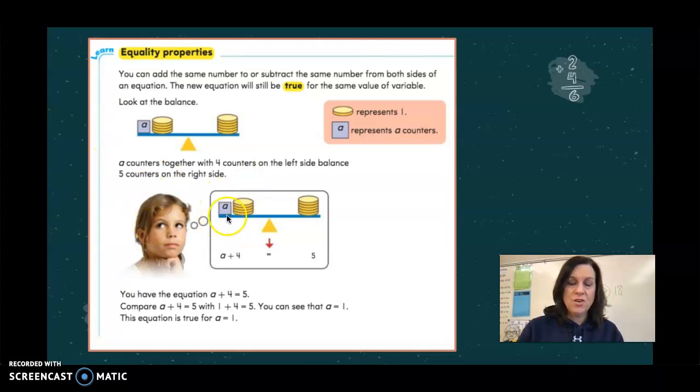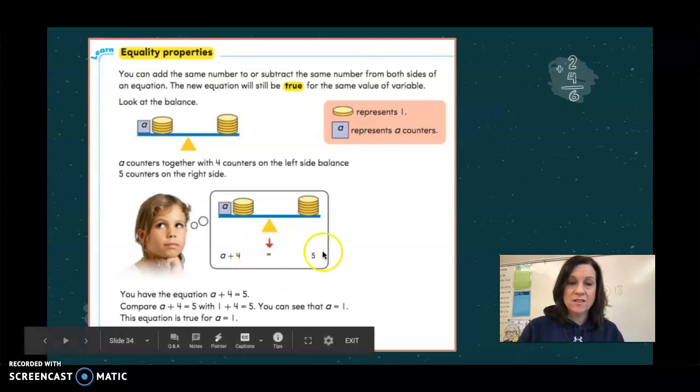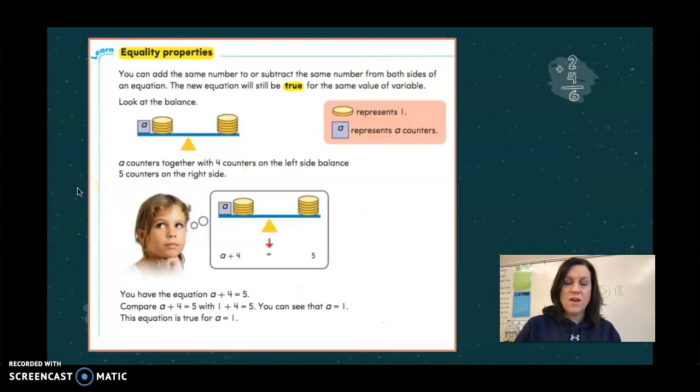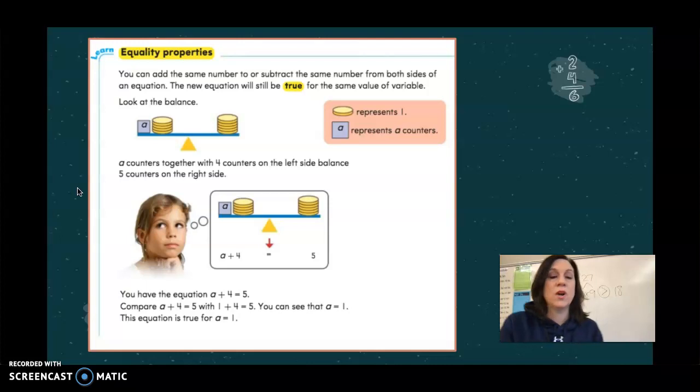Here you've got A plus 4. Remember, they're equal here to 5. So you have an equation, A plus 4 equals 5. Well, let's compare A plus 4 equals 5 with 1 plus 4 equals 5. So you can already see that A equals 1. So this equation is true for A equals 1. Now, some of you did that in your head, and that's awesome. And you may be able to do that with multiple expressions and equations.